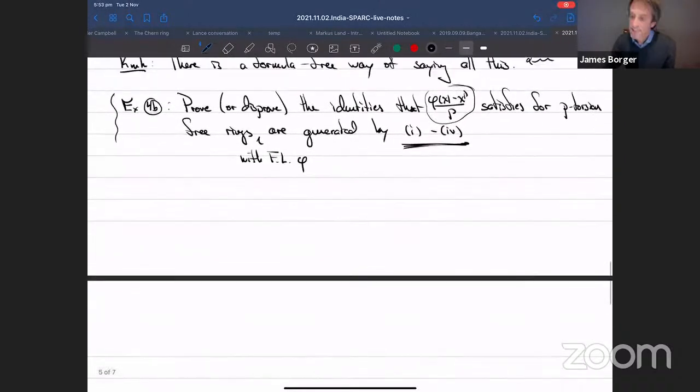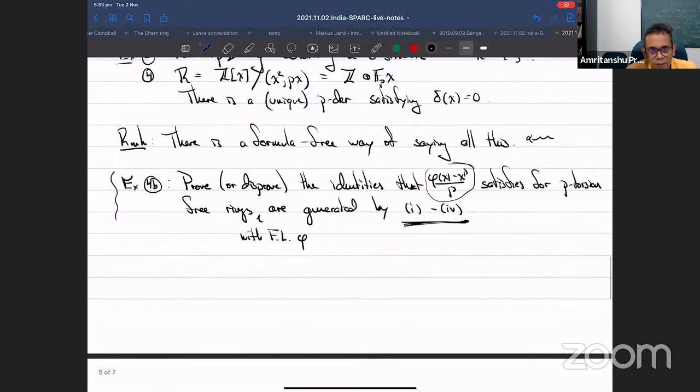So this exercise is sort of the non-trivial part of the assertion that there is a formula-free way of saying all this. That means that you lose nothing by only specifying these 4 axioms, right? Yeah, that's right.